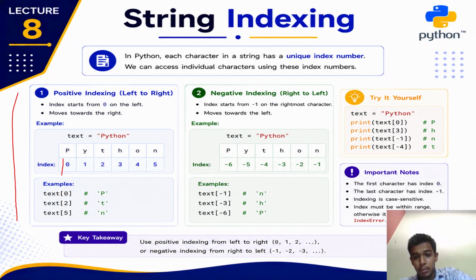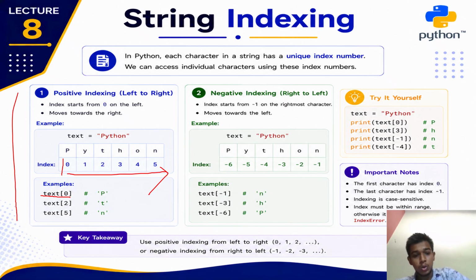Now look at these examples. text[0] will return P because index 0 points to the first character. text[2] returns T because index 2 points to the third character, T. text[5] returns N, which is the last character of the string. So the positive indexing moves from left to right. As you can see here, the positive indexing is from left to right.